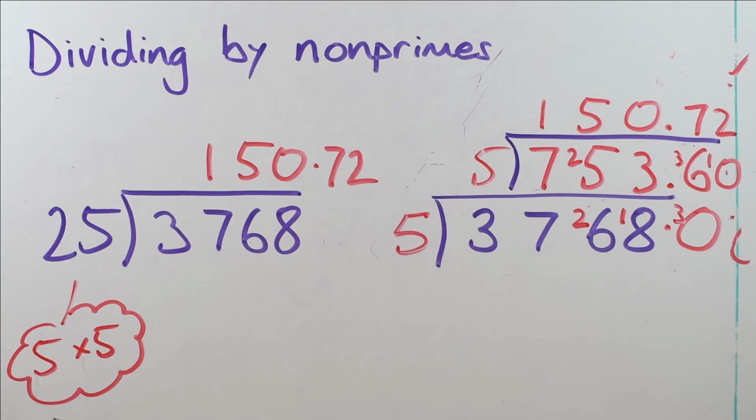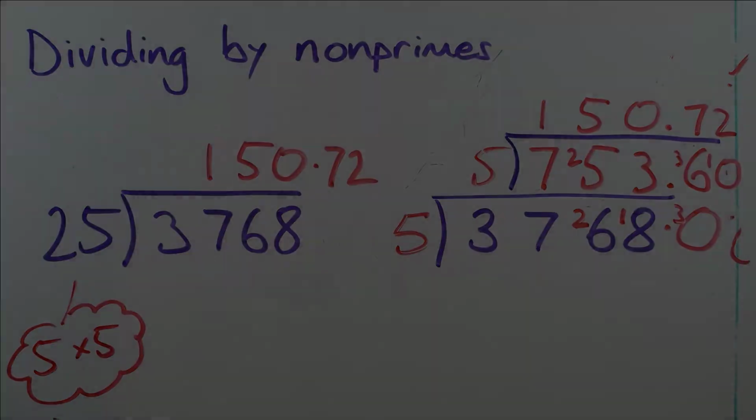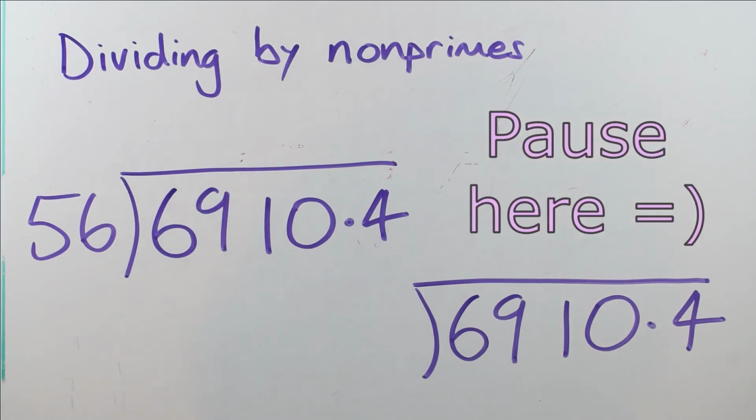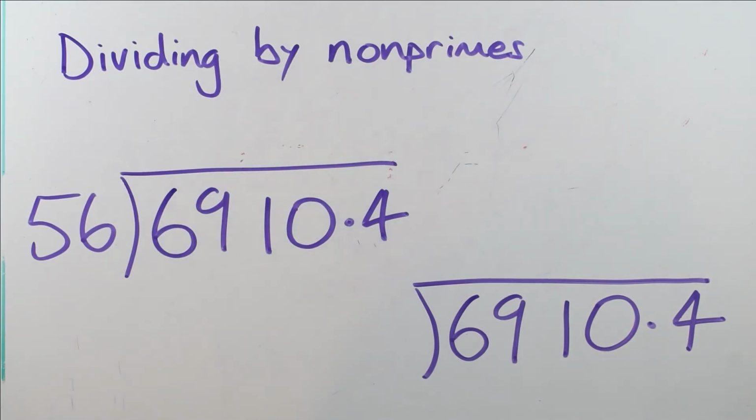All right. Would you be keen on trying one for yourself? See how you go. All right. I'll just set one up for you. All right. What do you think about this one? 6,910.4 divided by 56. My end number is going to be relatively small because 6,000 isn't that much, nearly 7,000. My estimation is it's probably going to be 100 and something, roughly speaking.